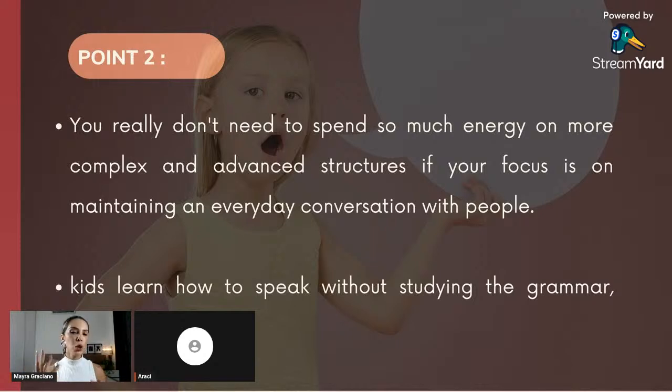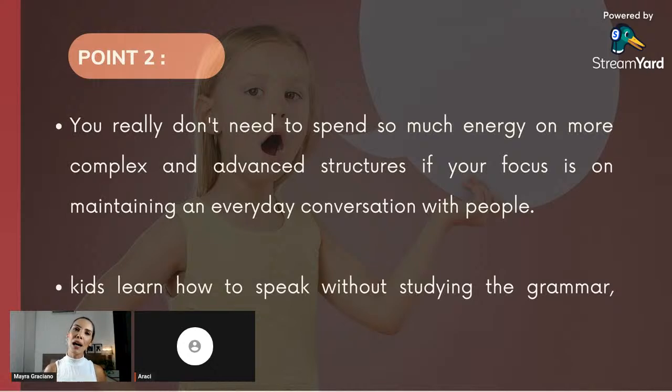Okay, so if you just need to communicate, if you just need to understand people when you travel or for working, okay, you don't have to put a lot of energy learning all the advanced structures. But keep in mind, I have students who need academic English. They need a more formal business English for conferences, congresses. Then it's different. You're going to have to use advanced structures.